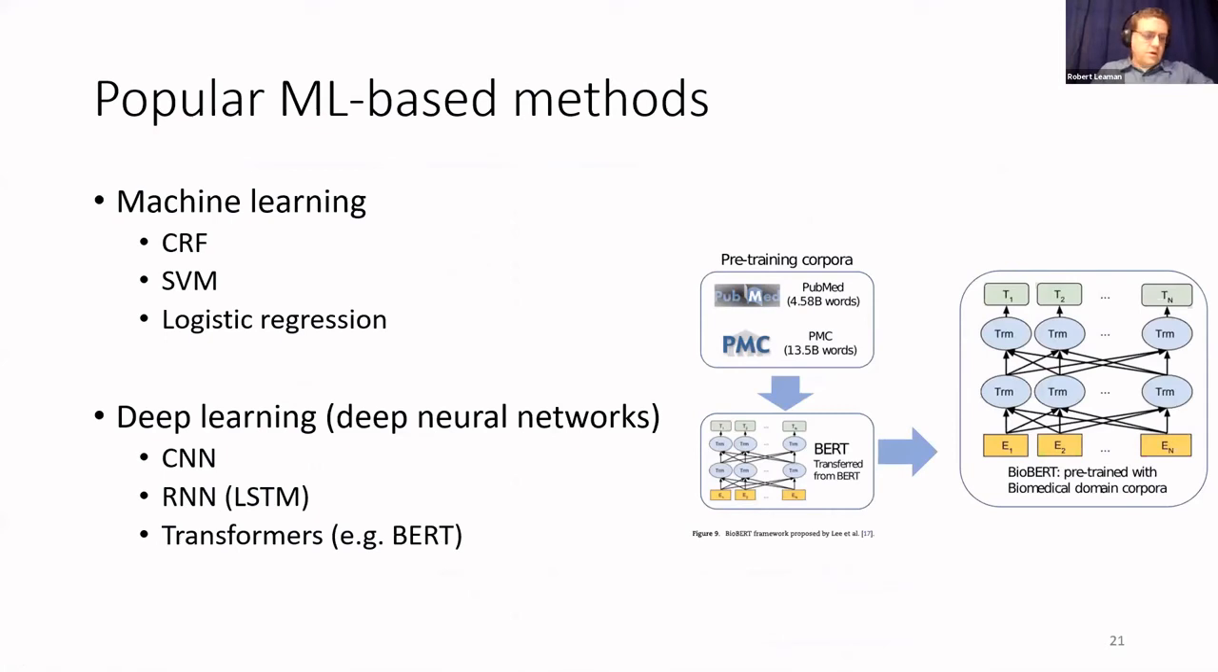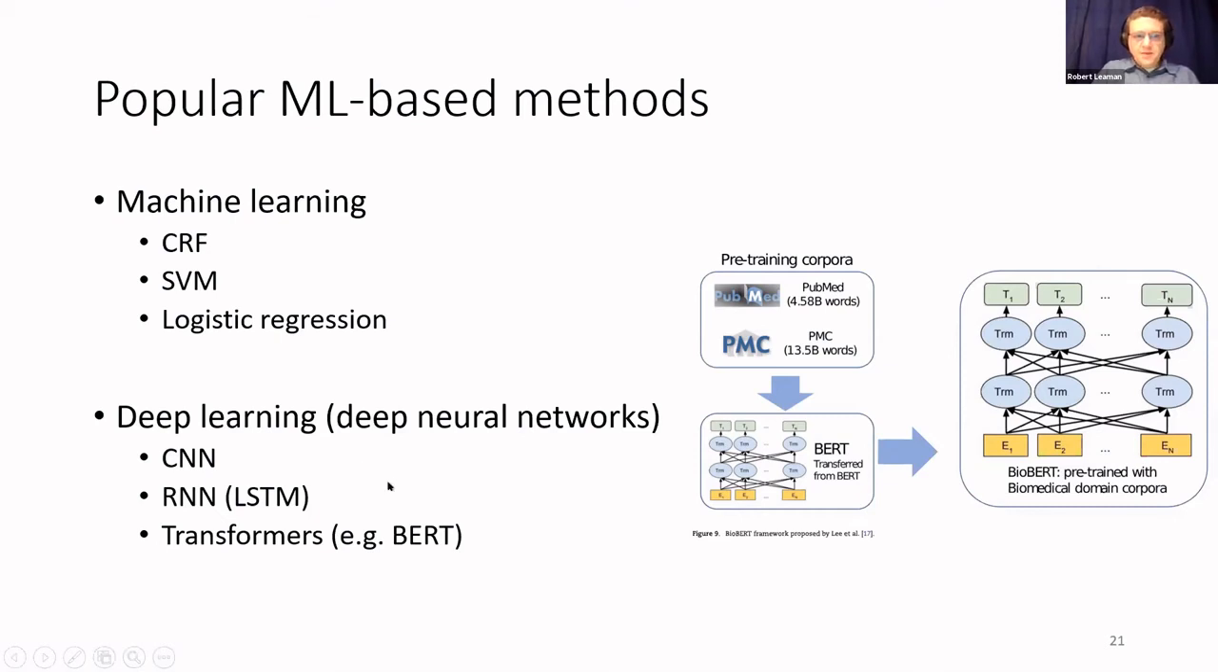Popular methods for machine learning are not just the deep learning methods, which we'll be covering in depth today. Methods that have a longer history include conditional random fields, the CRFs. This is for sequence labeling tasks. Also support vector machines. And even logistic regression can be quite useful depending on the task that we're addressing.